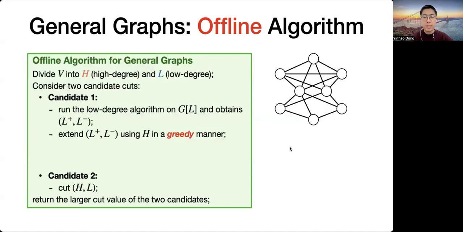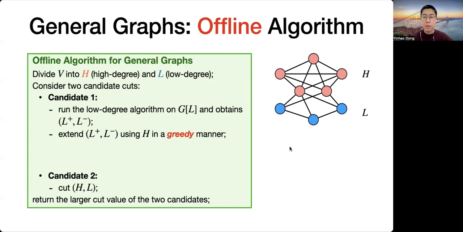The algorithm is as follows. We first divide V into high-degree vertices H and low-degree vertices L. Then we consider two candidate cuts. The first cut is constructed by applying the previous low-degree algorithm to GL, the induced subgraph of L, and then extending this cut to the entire graph by handling the vertices in H greedily. Let me show you a concrete example.